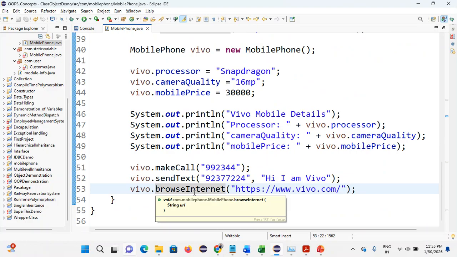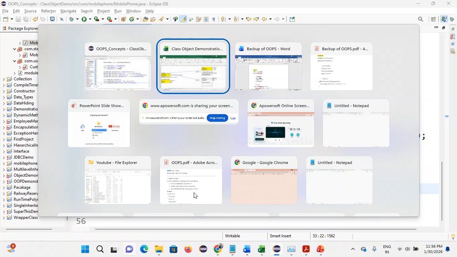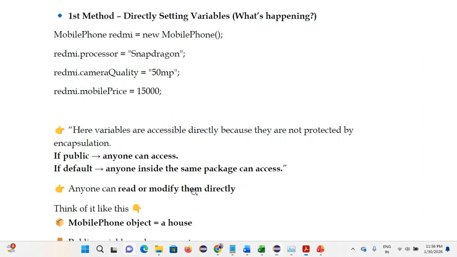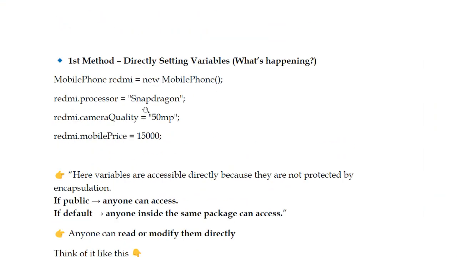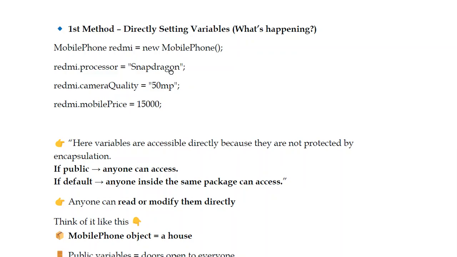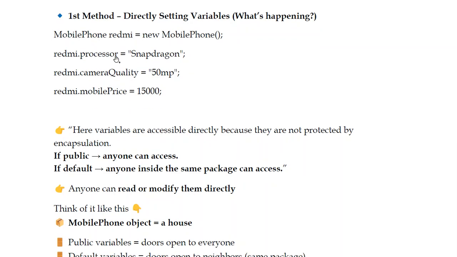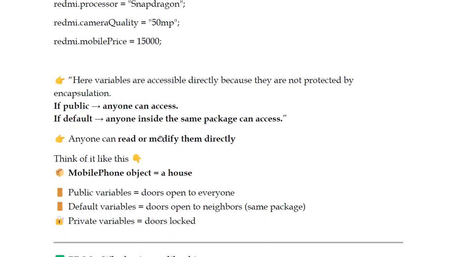Then what's wrong with that? That is what we should discuss. I'll tell you clearly. See, in the first method, what's the problem? We are creating the object and then initializing the data members. But what is wrong with this?